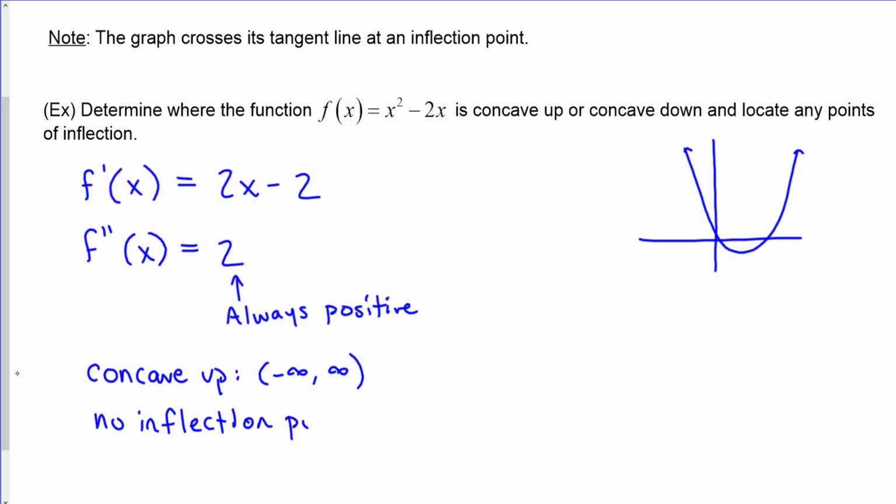In order to have an inflection point, we would have to have a point that we could solve for in the second derivative.